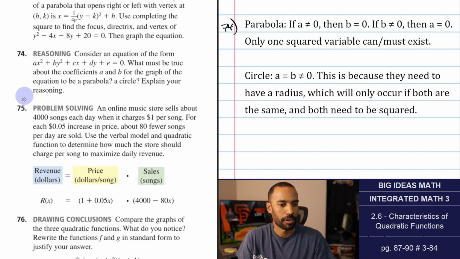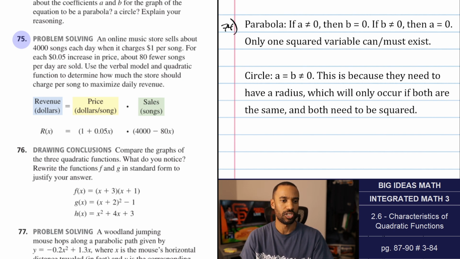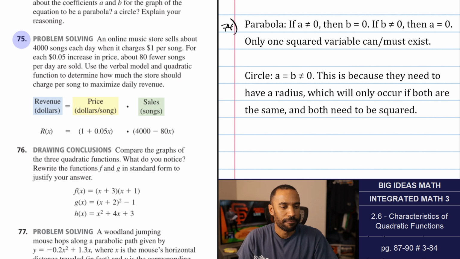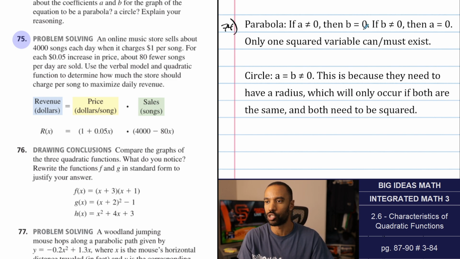All right, number 75 on problem solving. An online music store sells about 4,000 songs each day when it charges $1 per song. For each 5 cent increase in price, about 80 fewer songs per day are sold. Use the verbal model and quadratic function to determine how much the store should charge per song to maximize daily revenue. All right, well, they give us the model, so that's good to work off of there.